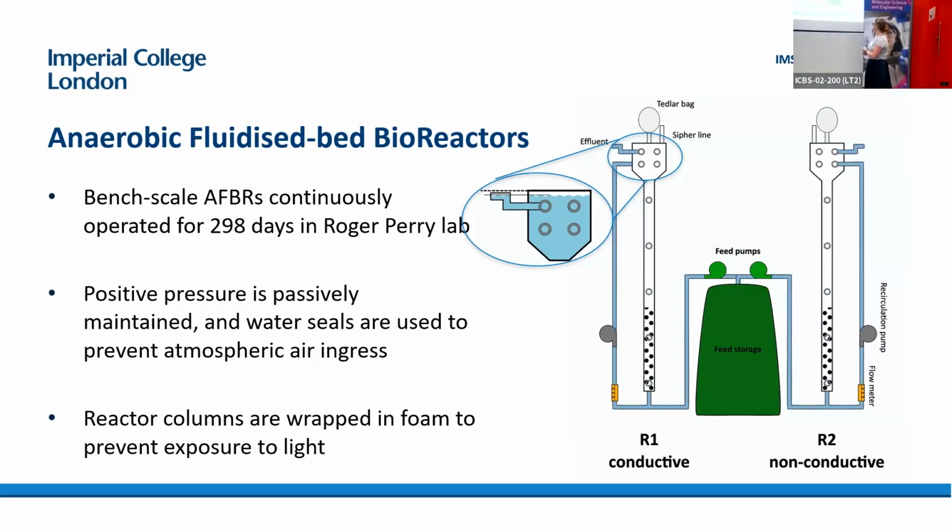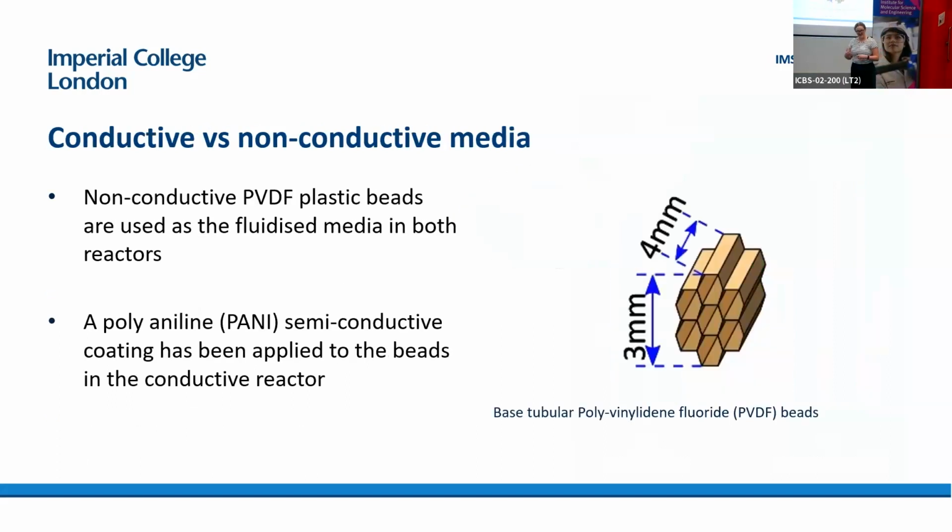And you can see at the bottom here, these are labels. These are two completely independent reactors. This one here is our conductive reactor, and this one is our non-conductive reactor. The reason we have that detailing is, well, I'll explain how we achieved it first. The fluidized media inside both of these is these little plastic beads. They have lots of little tubes, so we can get a good healthy biofilm on there. They're made of PVDF.